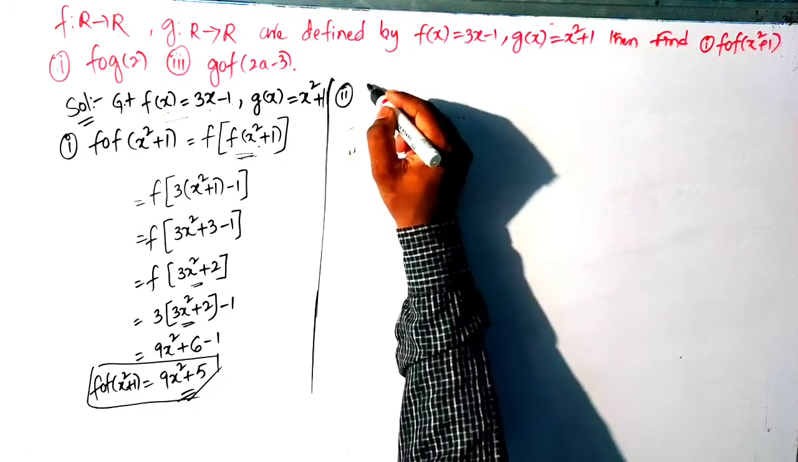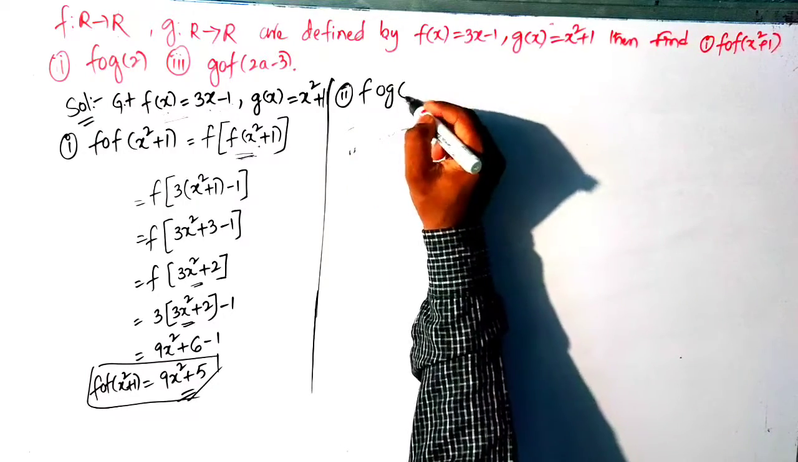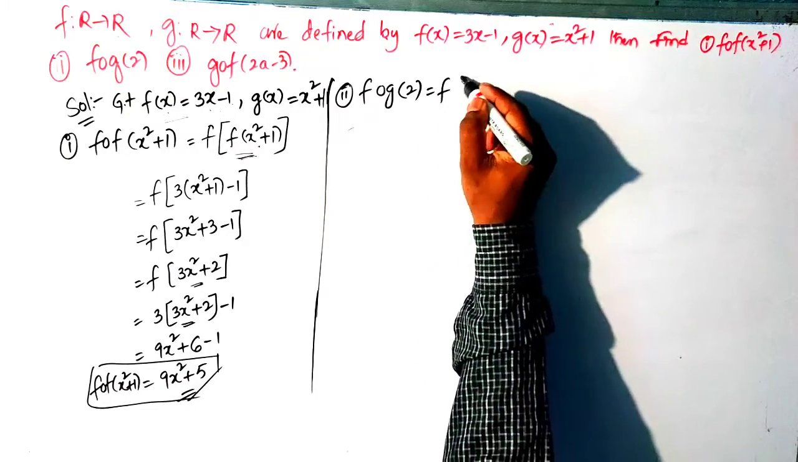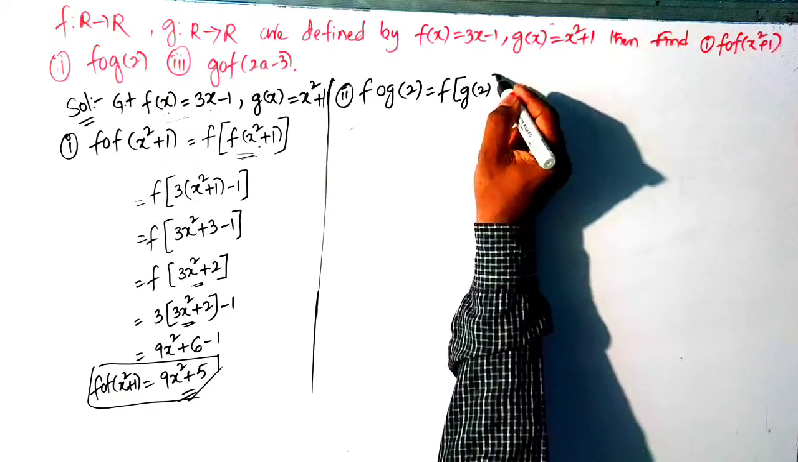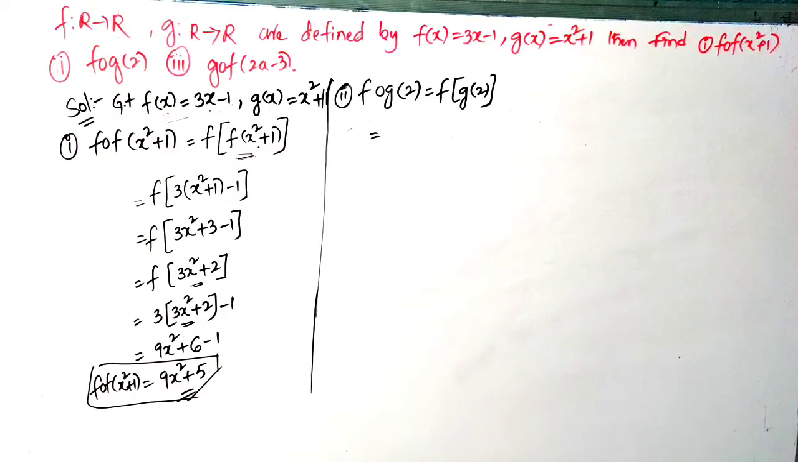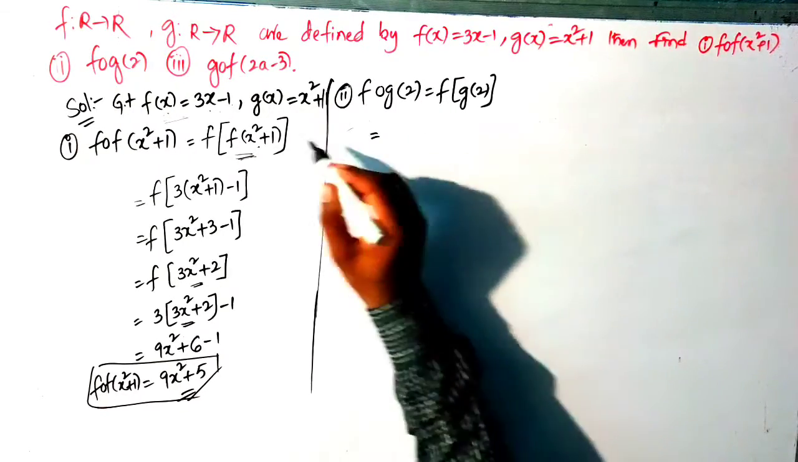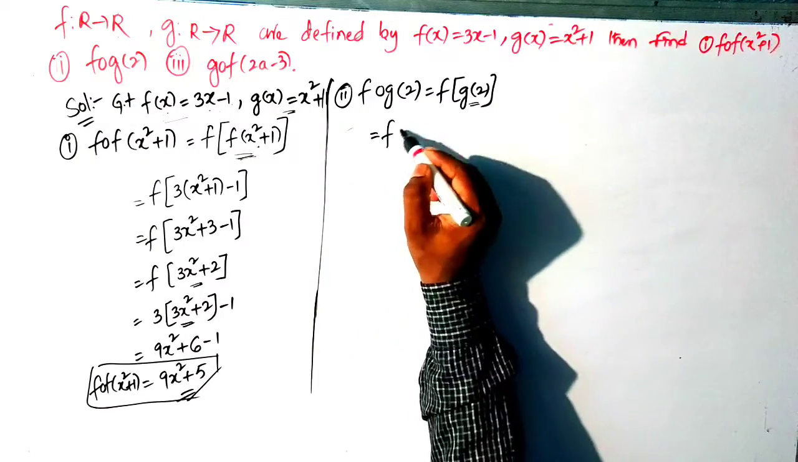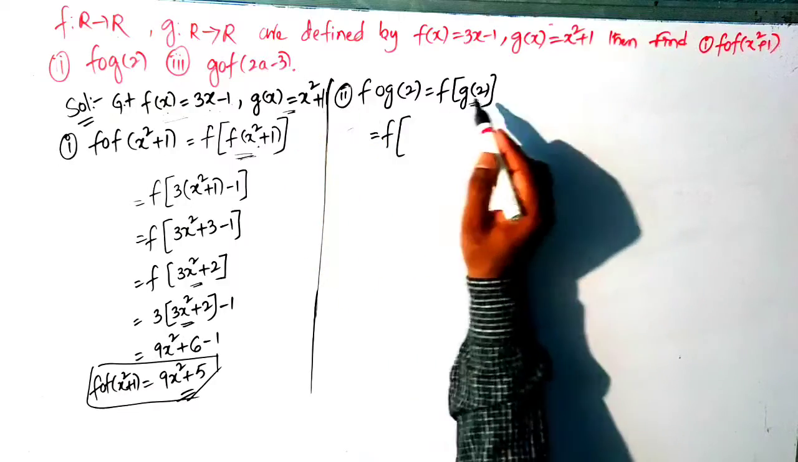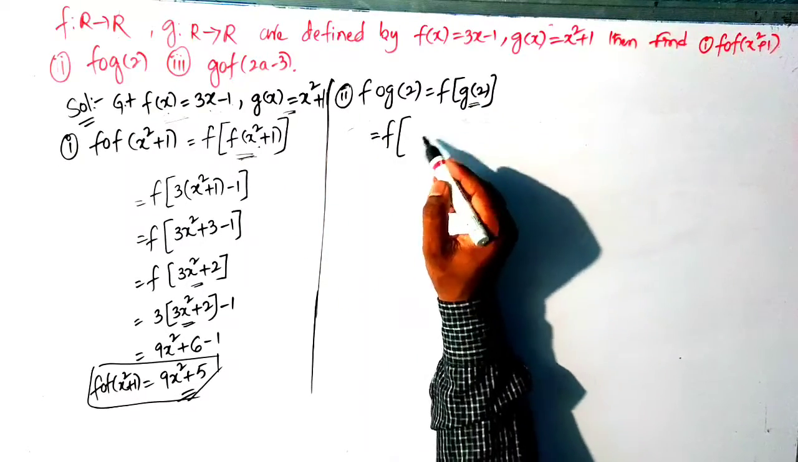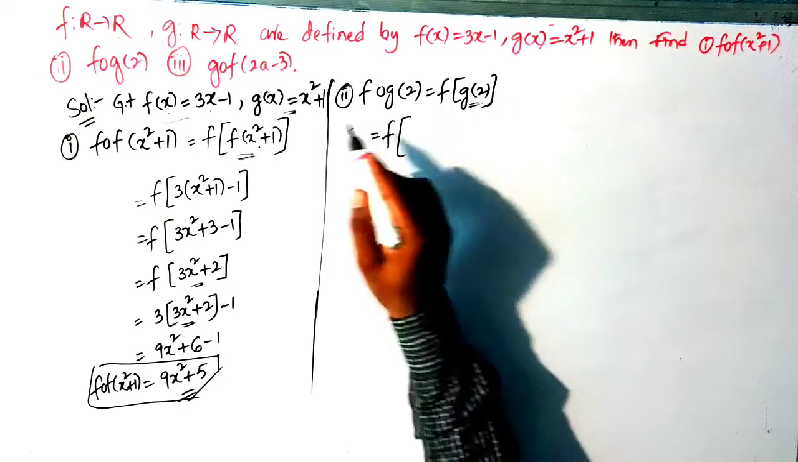Second one is F circle G of 2. So F circle G of 2 can be written also as F of G of 2, again by using composite function. Here G of 2 is there, but we know the G of X value. So in place of X, what do we substitute here? Here 2 is there, so we substitute 2.